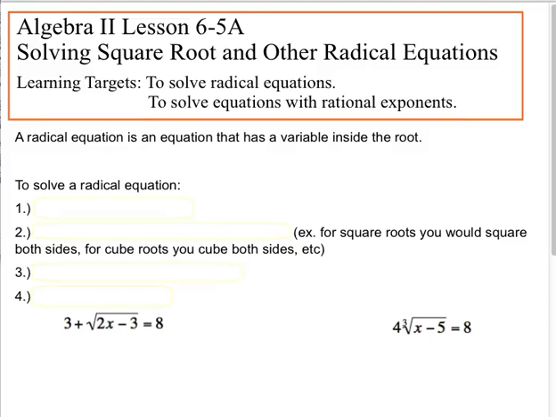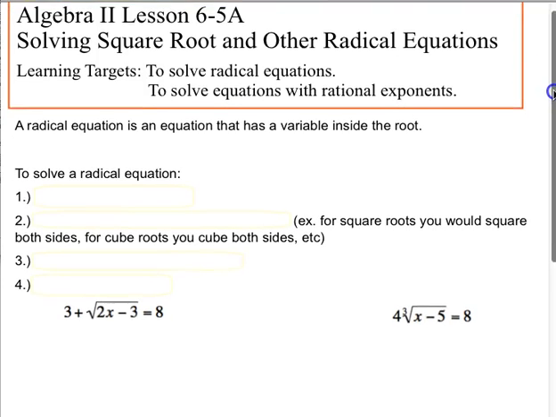Welcome back. Today we're diving into radical equations. So basically, all a radical equation means is that it's an equation that has its variable inside of the root. And solving them is kind of like solving other equations that we've seen.